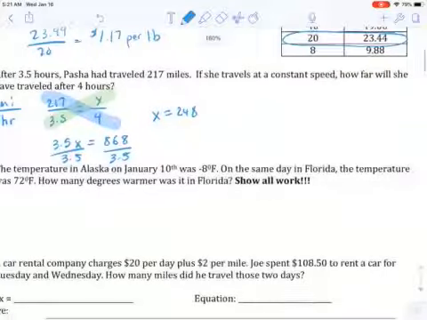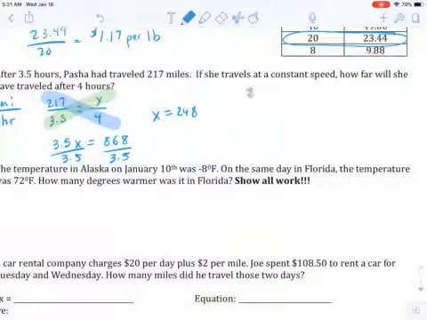You can also do this by finding the unit rate, saying 217 and 3.5 means you're traveling 62 miles per hour. And if you go 62 miles times 4 hours, also comes out to that same answer of 248 miles.